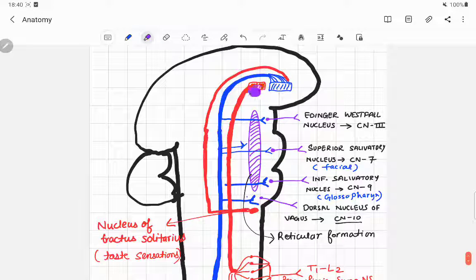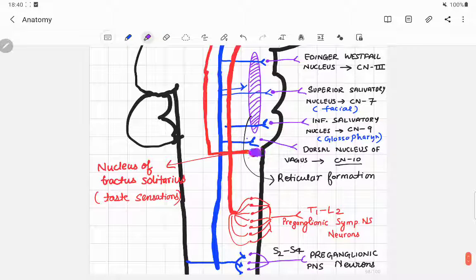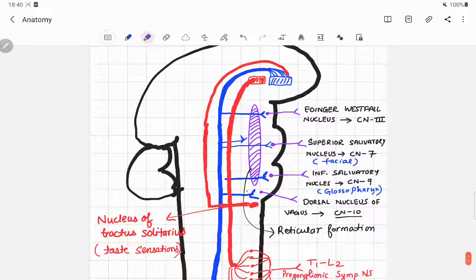Now here the second part, the posterior nucleus of the hypothalamus, is located, which helps in stimulating the sympathetic nervous system. Before that, let us look at this small structure located right here, called the nucleus of tractus solitarius, which is responsible for passing gustatory sensory information towards the hypothalamus. That is, the information of taste towards the hypothalamus via this pathway.